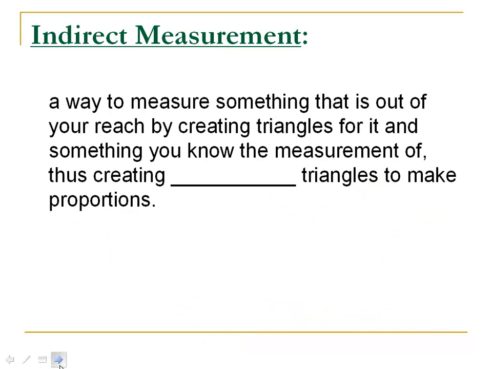Alright, let's look at the next problem here. Indirect measurement. Indirect measurement is just a way to measure something that's out of your reach, and it's by creating triangles for it and something you know the measurement of. Thus, we're creating similar triangles to make proportions. So this is something that's a common problem. You'll see problems like this often.